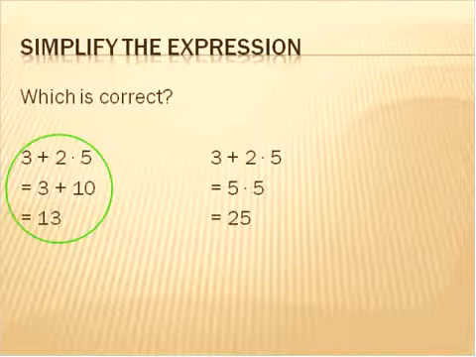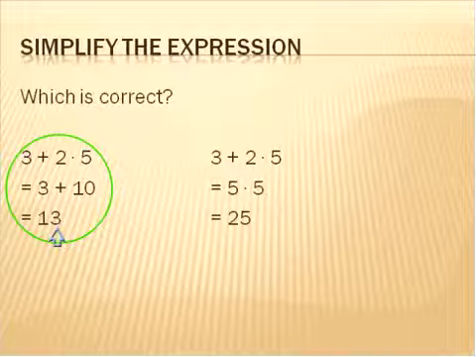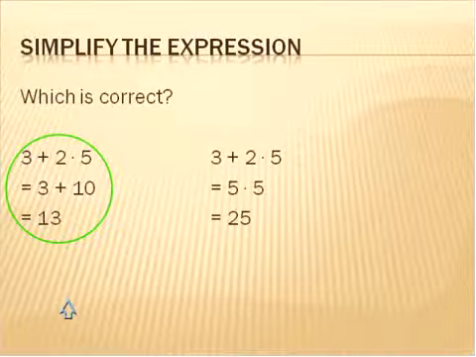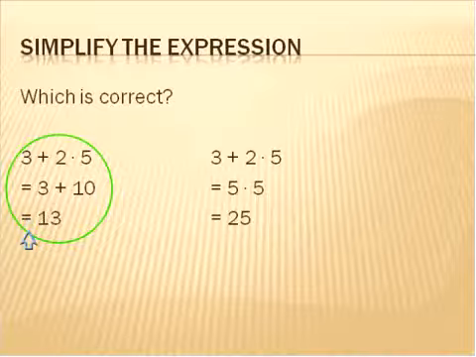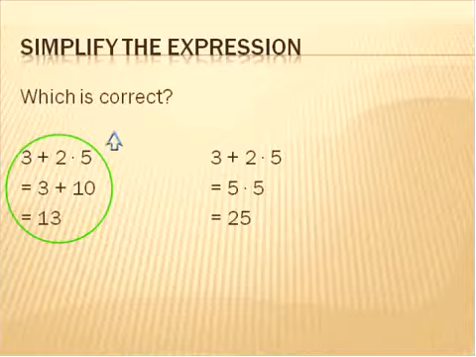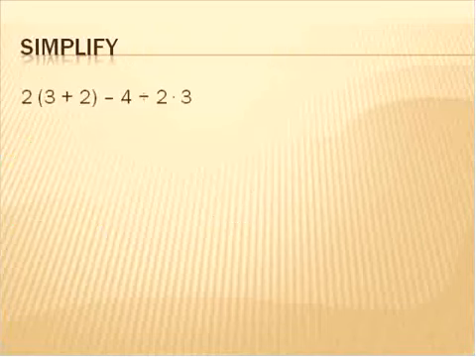There's our correct answer right there. The correct solution is 13. Remember when we talked about please excuse my dear Aunt Sally? We do multiplication and division before we do addition and subtraction. So in this case, we did it in the correct order. 2 times 5 is 10 before we added them together.